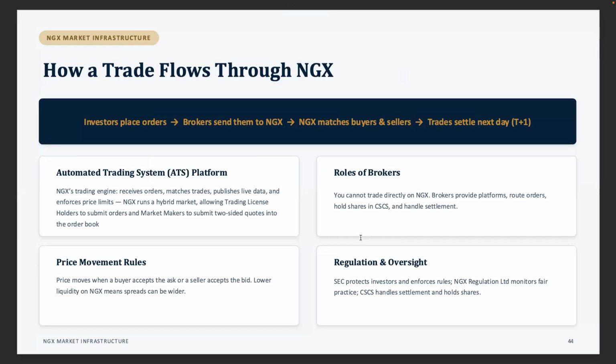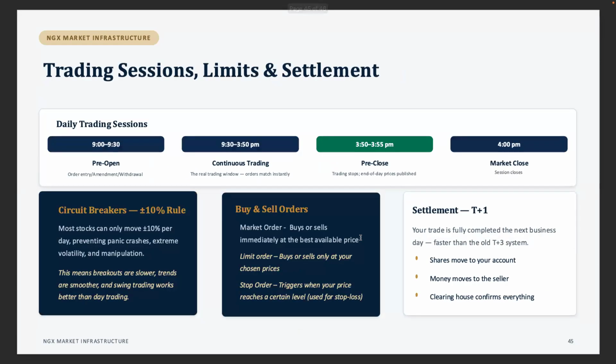Right. Lastly, the Nigerian stock market, we know it uses an automated trading system, so we can do trading online. We have brokers that we use, and there are regulators that have oversight over all this, and there's a price movement rule. If you look at some of the rules, 9 to 9:30 is when the market actually pre-opens. Some activities take place at that time. Then from 9:30 to 3:50 it is open to all of us for continuous trading. Then from 3:50 to 3:55, they have pre-close activities and they publish the price for the day. Then at 4 o'clock, the market closes.